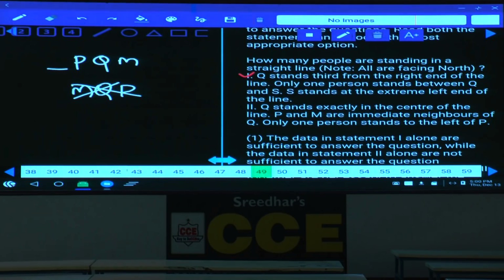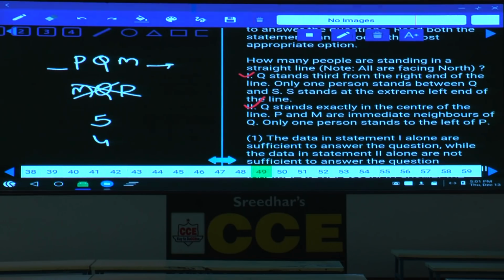Q stands exactly at the center, and P and M are immediate neighbors of Q, and only one person stands to the left of P. Now, here in this one, how many people do you have? We are having only 4 people. Are we getting the answer or not? Isn't it? Hence, 2 alone is sufficient or not? 2 alone is also sufficient. With the help of 1 alone, the answer is there are 5 persons, and with the help of 2 alone, the answer is 4 persons, isn't it?